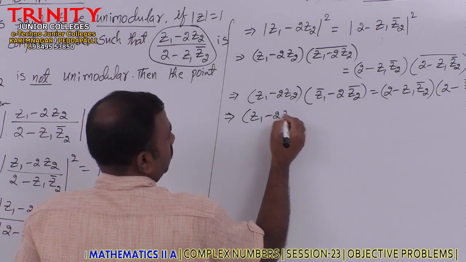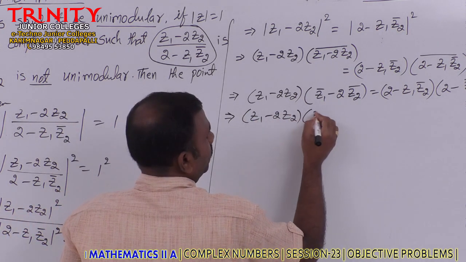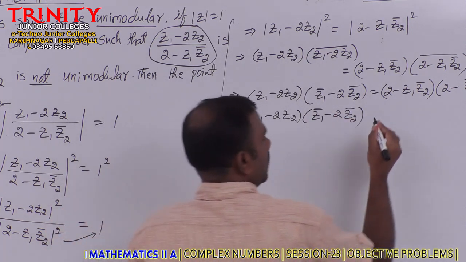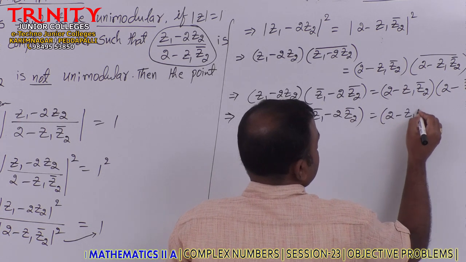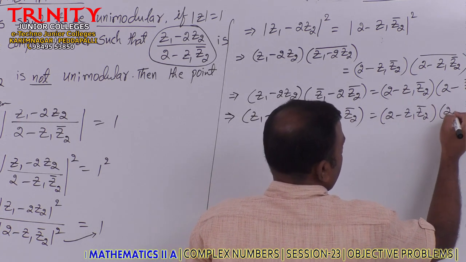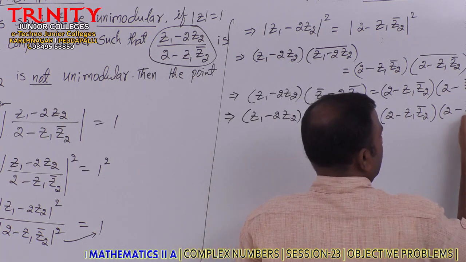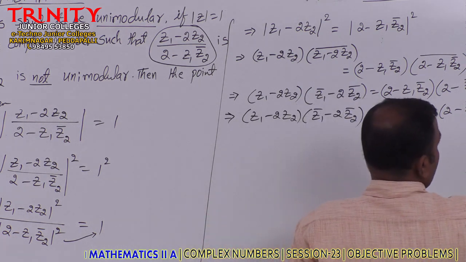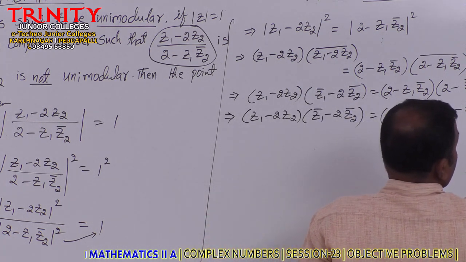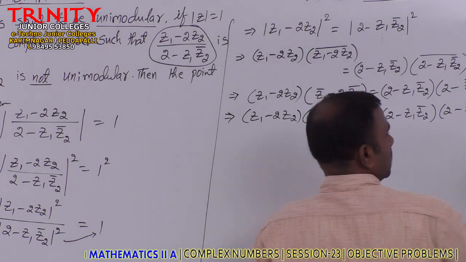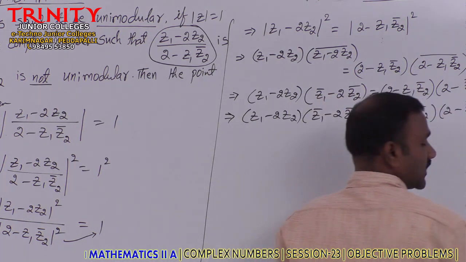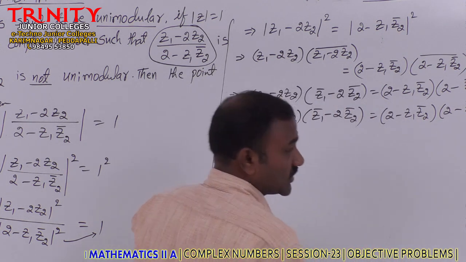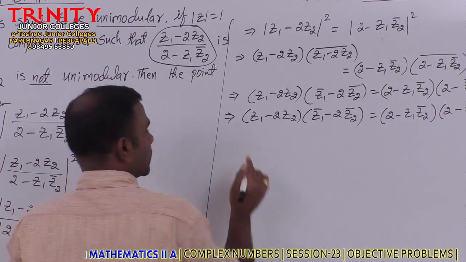Z1 minus 2Z2 into Z1 bar minus 2Z2 bar is equal to 2 minus Z1 Z2 bar 2 minus, we can write this one as Z1 into Z1 bar into Z2 only. Why? Because the conjugate of a conjugated complex number is equal to the complex number itself: Z1 bar whole bar is equal to Z1.